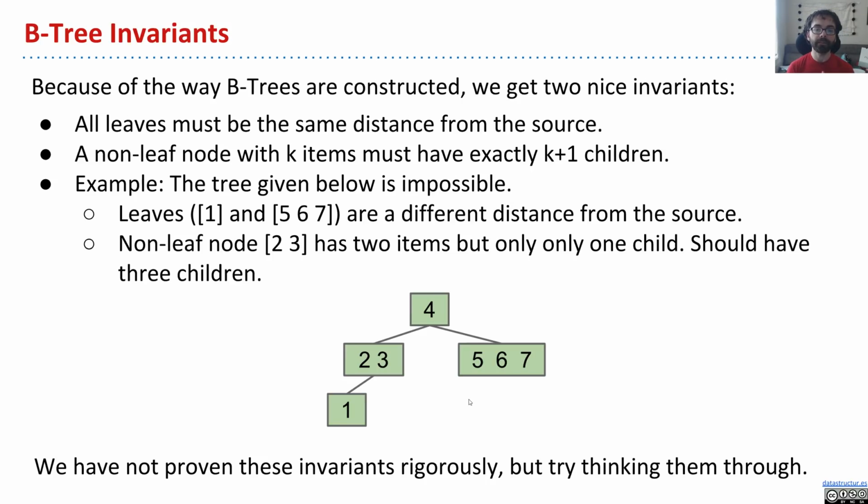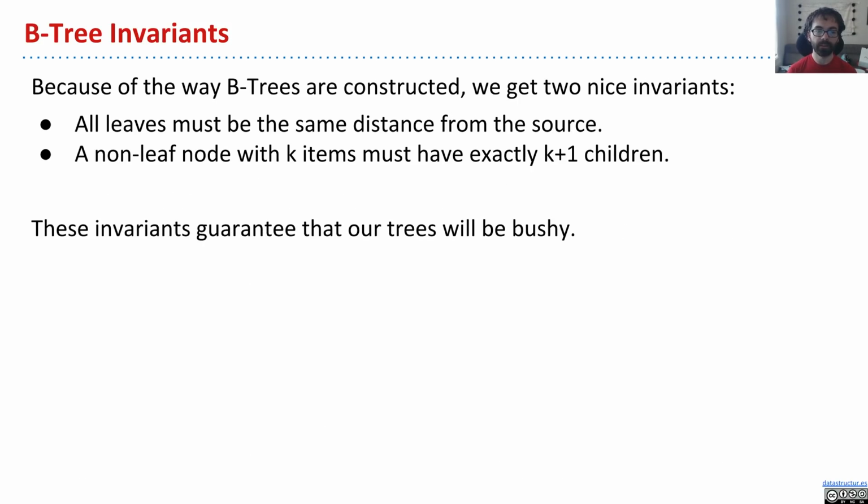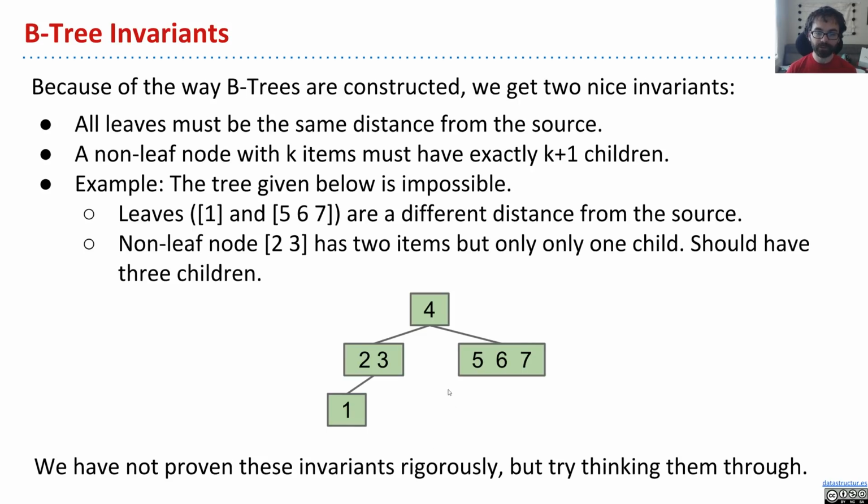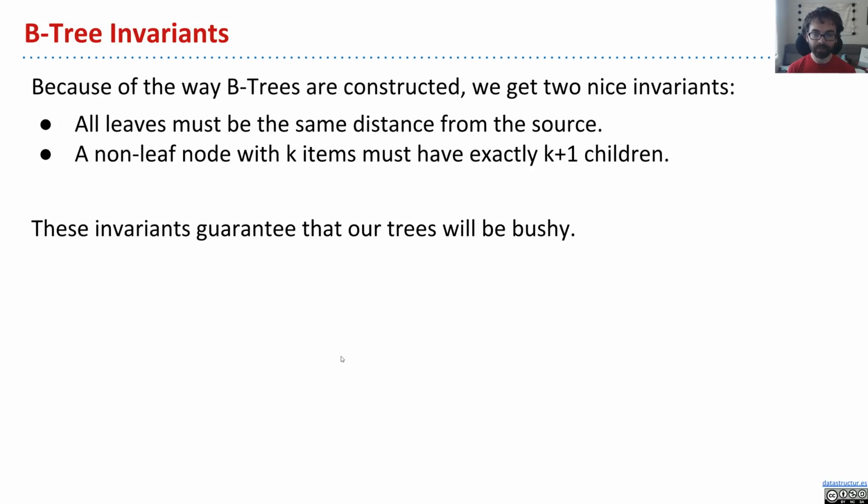So we haven't proven these invariants rigorously, but I'd like you to try thinking them through. And once you've fully digested them, you will find that they're helpful in understanding our runtime. So the reason that I really care about these invariants, the bottom line, is that they guarantee that our tree is bushy. There's no possible way we're going to end up with imbalance or some leaf further from the source than others or holes in our tree. It's going to be nice and beautiful and bushy.